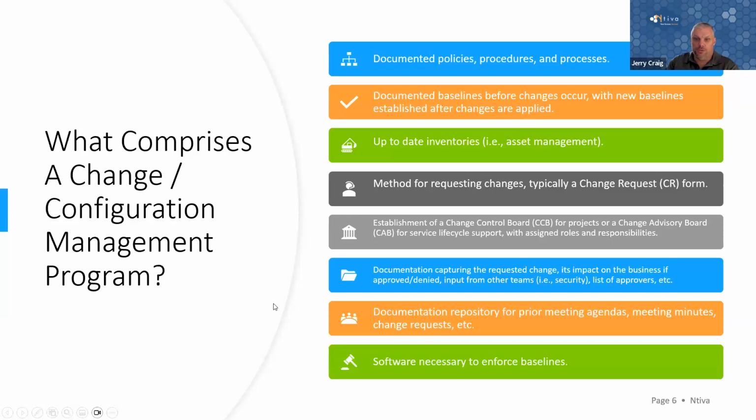You will likely need to establish a change control board for project-related items, or a change advisory board for service lifecycle support, each board member having assigned roles and responsibilities. This is another commonly interchangeable term, where some people will just say, oh, we have a CCB or we have a CAB. They don't necessarily break it out for project or life cycle, especially in a small organization. You might just have one board.